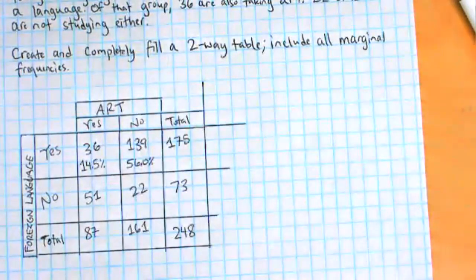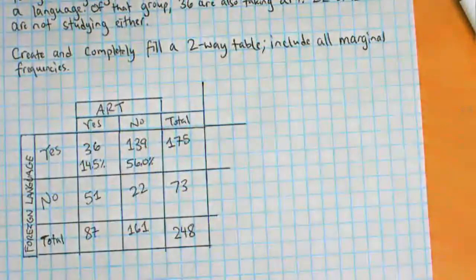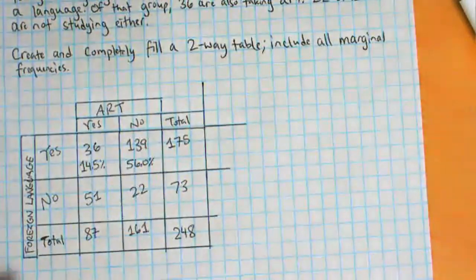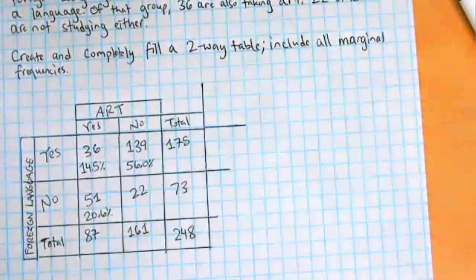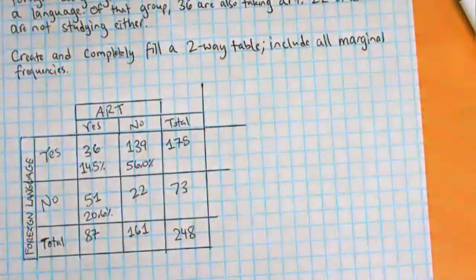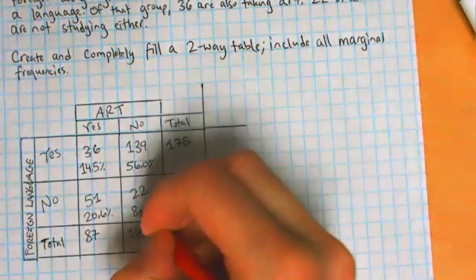And we just need to continue to proceed on this path. 51 divided by 248, that's our number of students who are taking art and not taking a foreign language, is 20.6%. And again, that was just 51 divided by 248. And finally, 22 divided by 248, that's the students taking neither art nor foreign language, comes out to 8.9%.